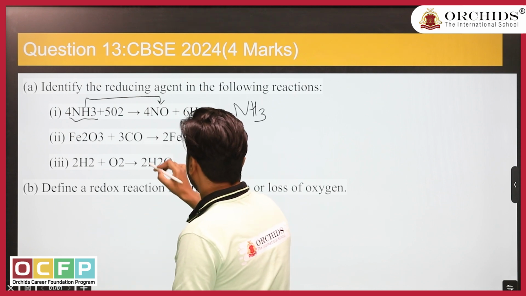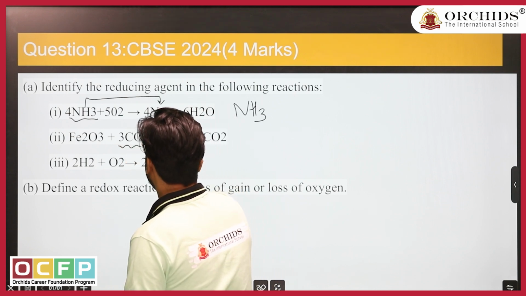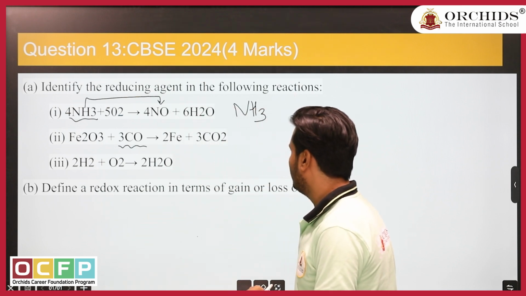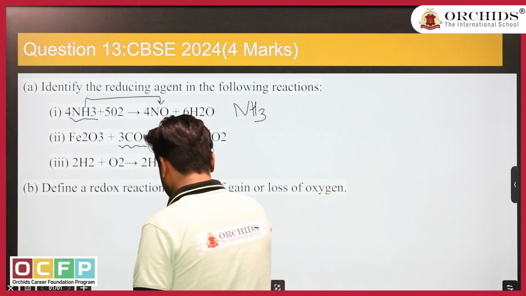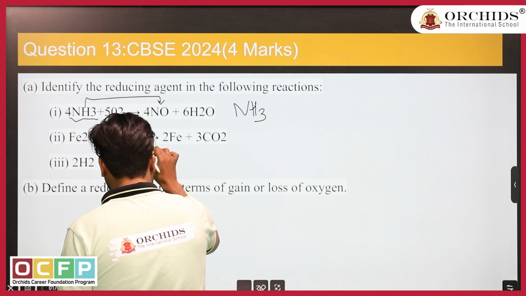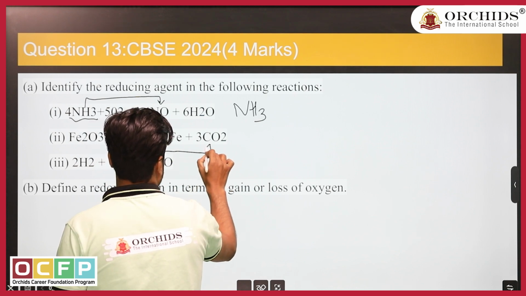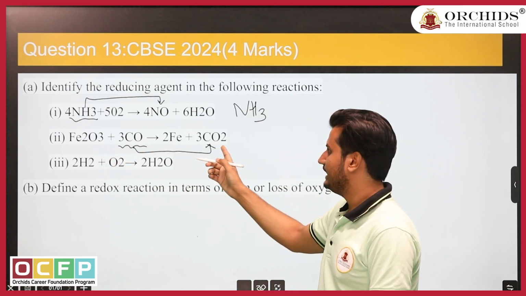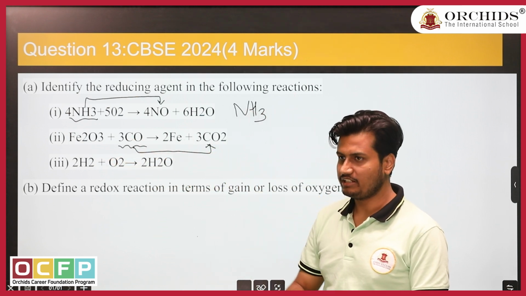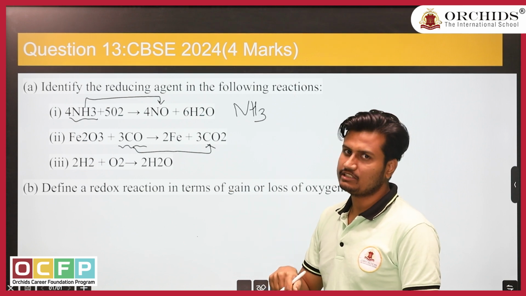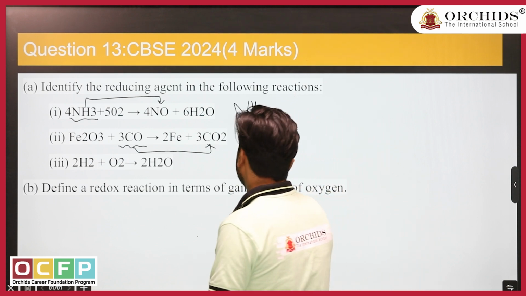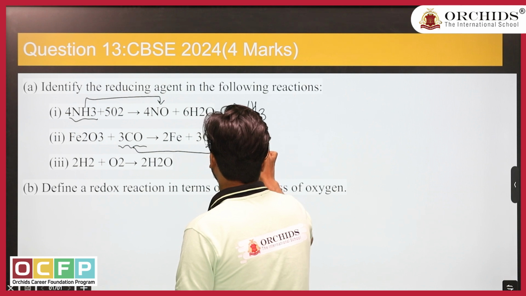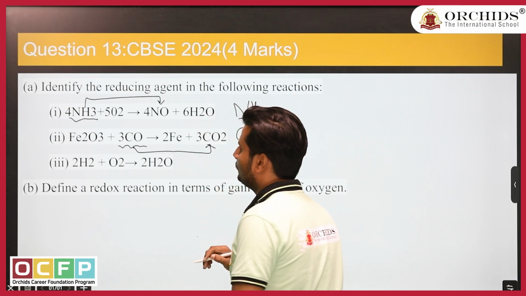Now observe here, carbon monoxide. It is gaining oxygen. So if any substance is gaining oxygen, that is being oxidized. If it is getting oxidized, that will be the reducing agent. So what is the reducing agent over here? Carbon monoxide.